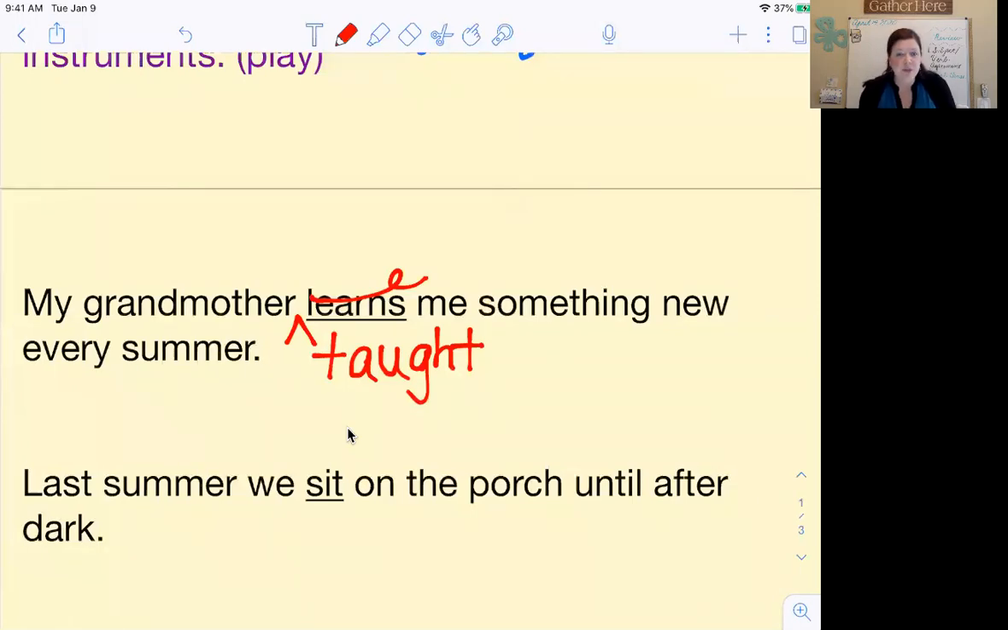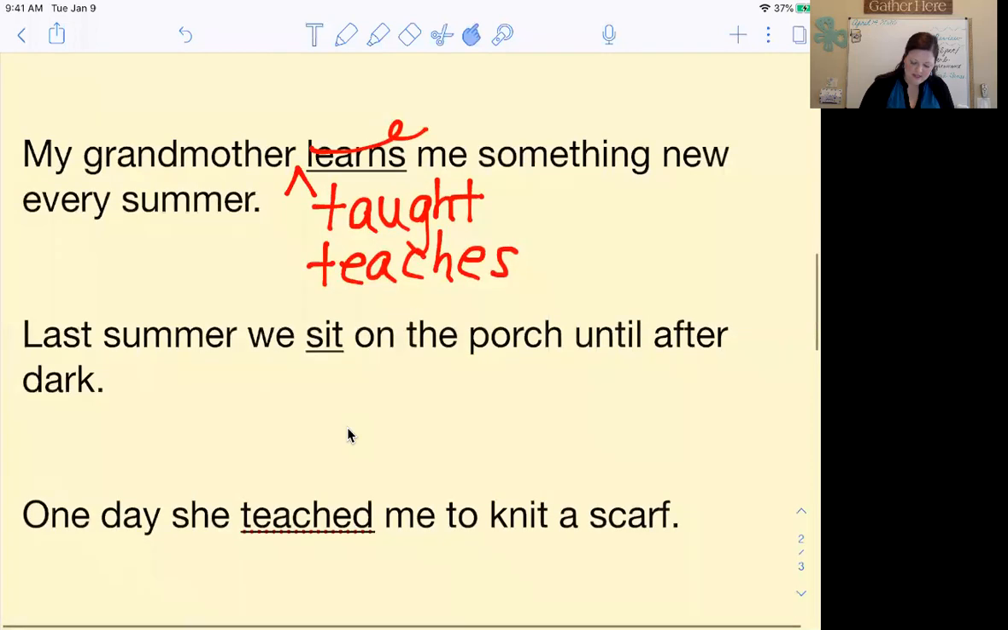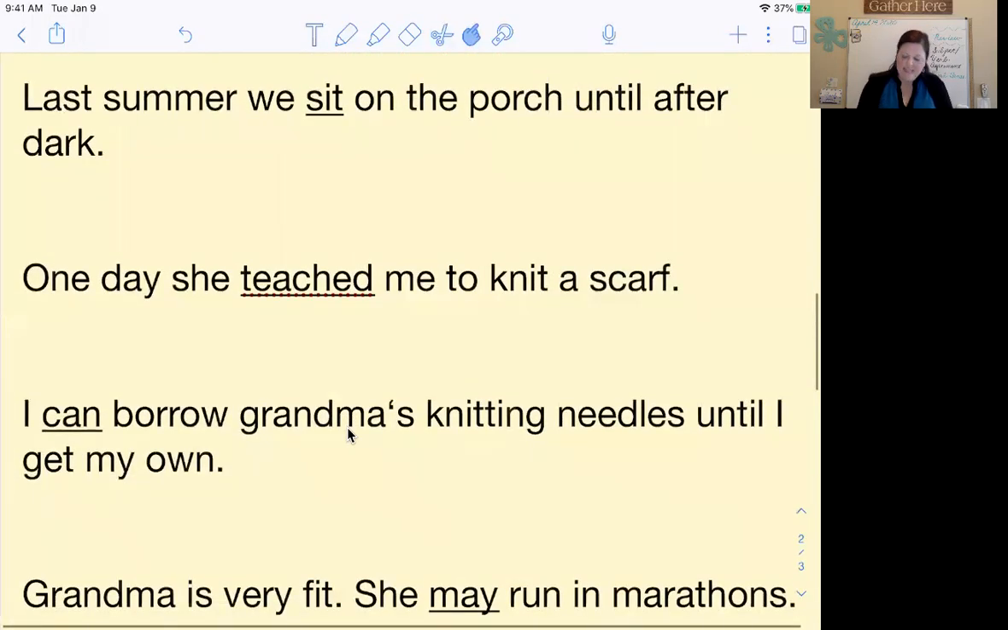Taught me something new every summer or teaches. Let's look at the next one. Last summer, we sit on the porch until after dark. Last summer, we sit. Is sit correct or is it incorrect?